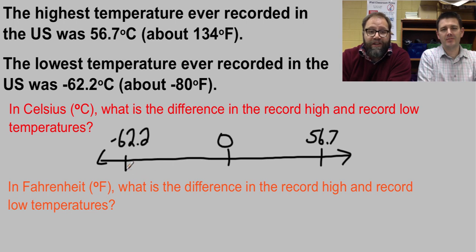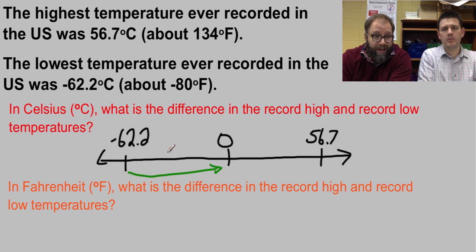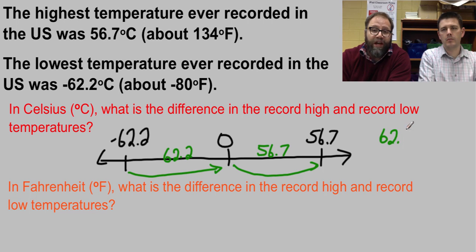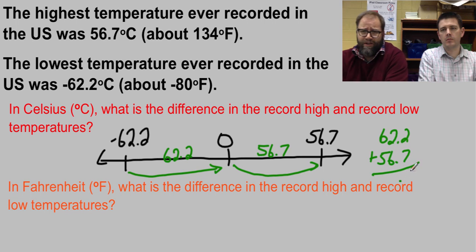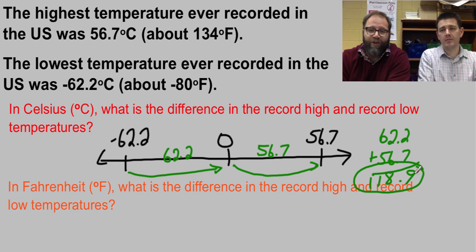And then finding the distance between negative 62.2 and 0, that's my first job. So if I see that as 62.2, then the second half of my trip, I've got to get to 56.7. And because we crossed over that 0, we're going to add the two together. So 62.2 plus 56.7 is 118.9 degrees centigrade. That's a big difference in temperatures in a year.